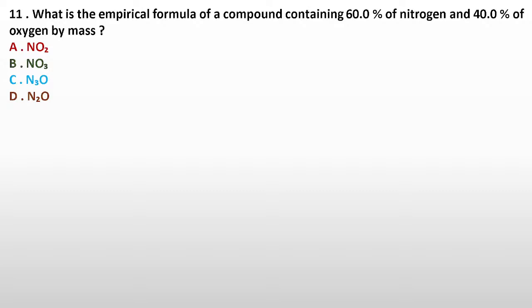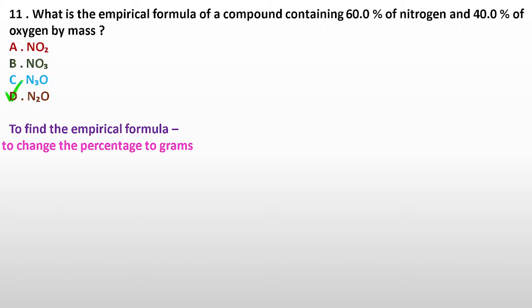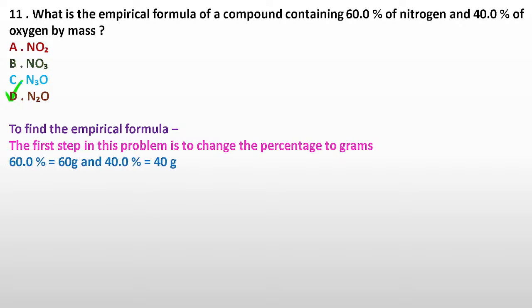And the correct answer for question number 11 should be, come on, answer. It's D, that is N2O. Now look on the screen. How do we find the empirical formula? The first step in this problem is to change the percentage to grams. So 60% is equal to 60 grams and 40% is equal to 40 grams.